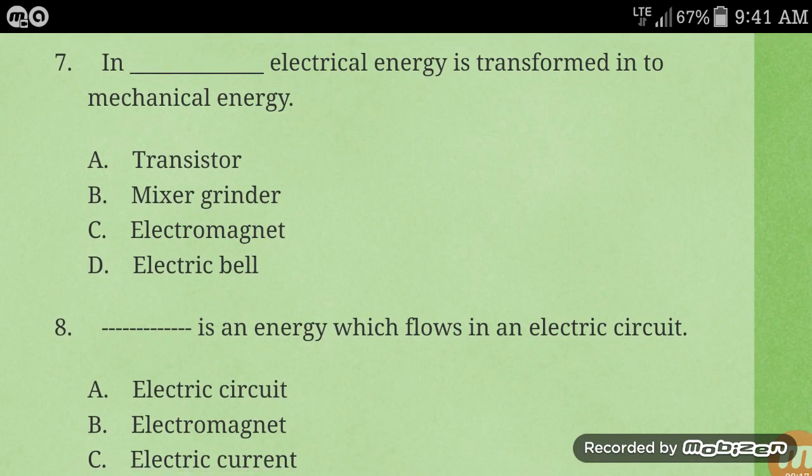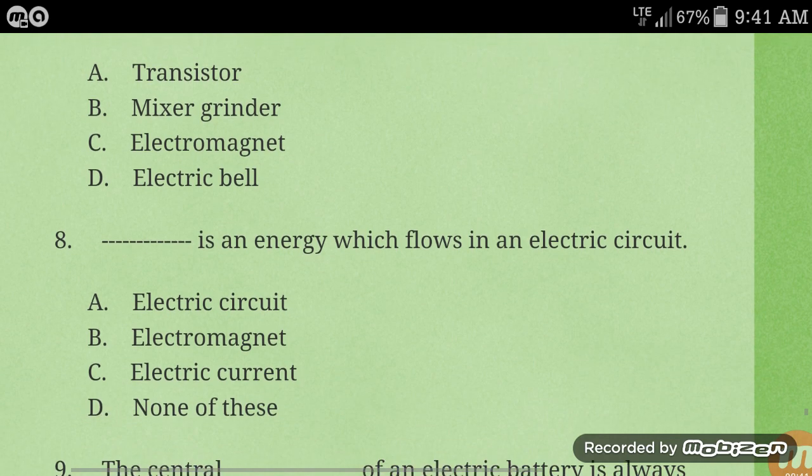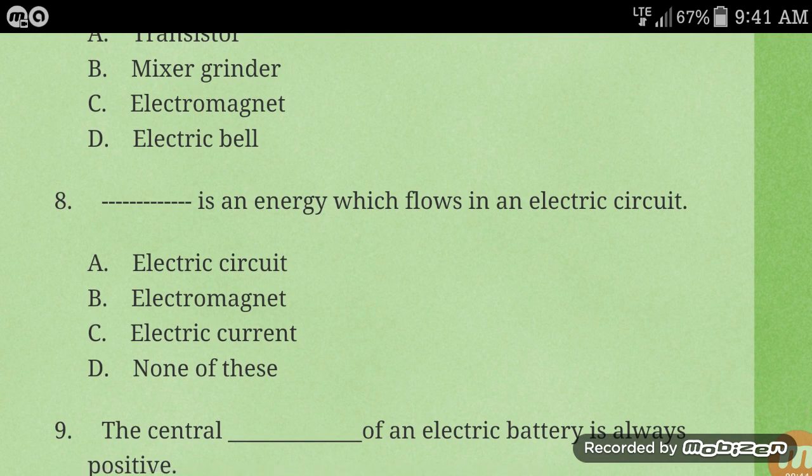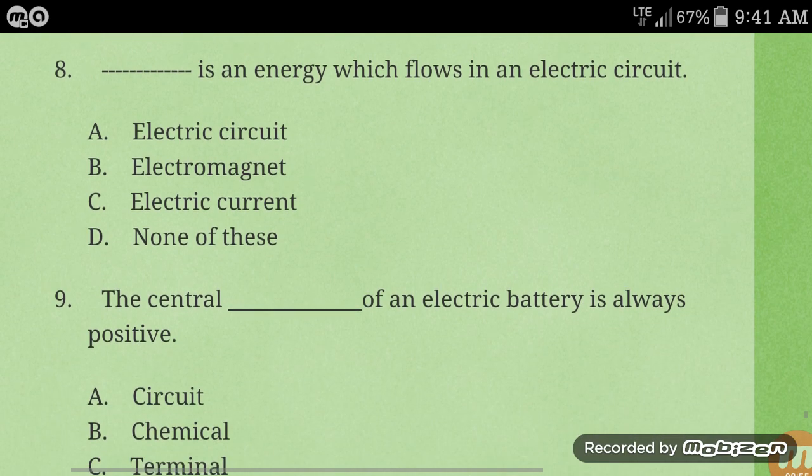Next, in blank, electrical energy is transformed into mechanical energy. Transistor, mixer grinder, electromagnet, electric bell. Electric energy is transformed into mechanical energy. What do you think that is? Letter B, mixer grinder. Next, number 8, blank is the energy which flows in electric circuits. Electric circuit, electromagnet, electric current, or none of this. So here is letter C, of course. It's the electric current.